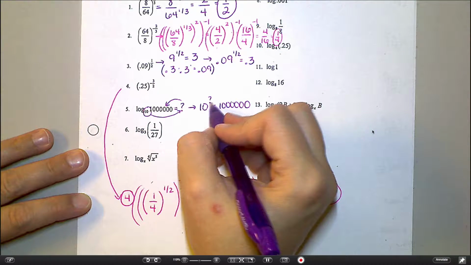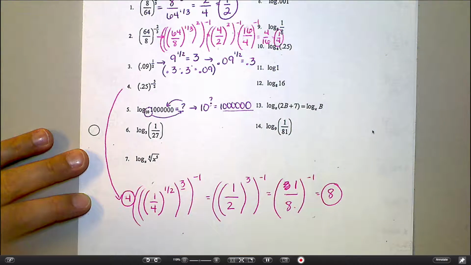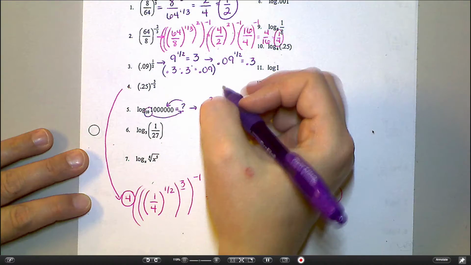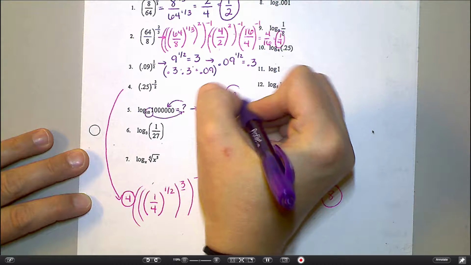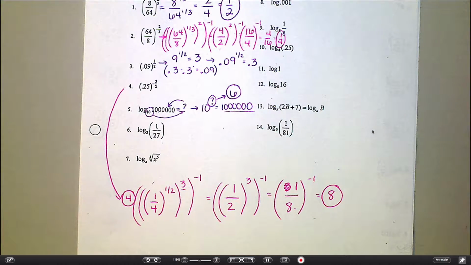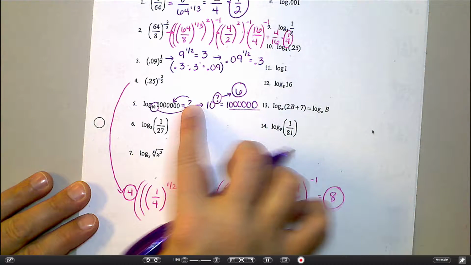Well, ask yourself, what power of 10 would give you 6 zeros? Powers of 10 are really easy to work with. That'd be a power of 6. Okay, and so my final answer there would just be 6. Okay, because 10 to the 6th power gives me that number there.